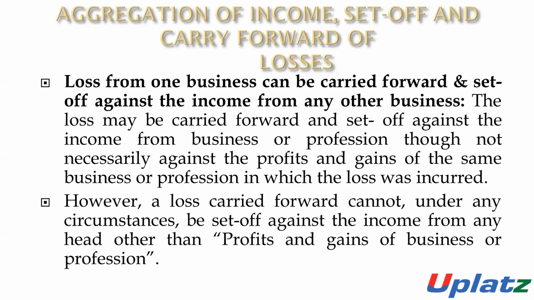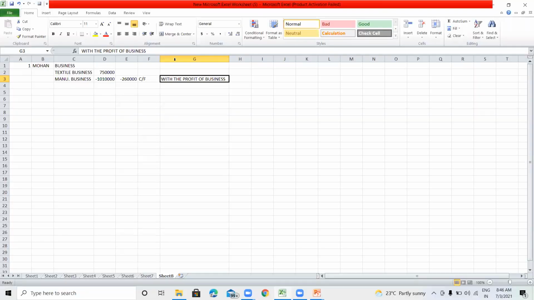Loss from one business can be carried forward or set off against the income from another business. That is, if an assessee has two businesses, and one business has a profit and the other business has a loss, then the loss of one business we can adjust with the profit of the other. For example, Mohan has a textile business and a manufacturing business. The manufacturing business has the loss and the textile business has the profit. So we can adjust the amount of loss with the amount of profit.